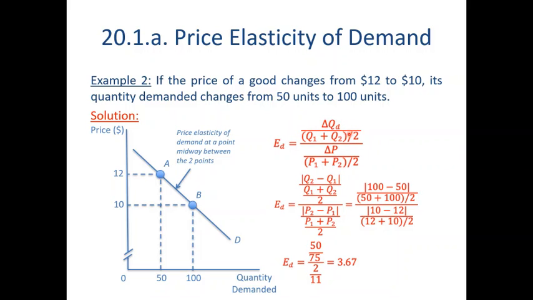So elasticity of demand would be percentage change in quantity demanded over percentage change in price. Remember, we said we calculated an absolute value. So it's percentage change in quantity demanded over percentage change in price, and the answer would be 3.67. So the elasticity of demand of a midpoint between two coordinates, 2 points A and B, would be 3.67.